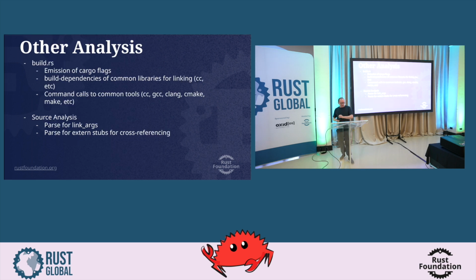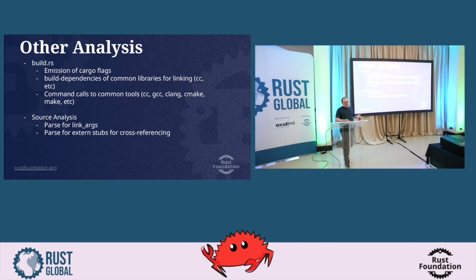The other methods of going through this is build.rs. We can go through watching the execution of build.rs or parsing it with syn and see, is it emitting cargo flags? Is it calling in C, or is it using the cc dependency to actually do builds? Is it doing command calls to, like I said, GCC, Clang, CMake, make? Here are all the other methods that a C library might get pulled in.